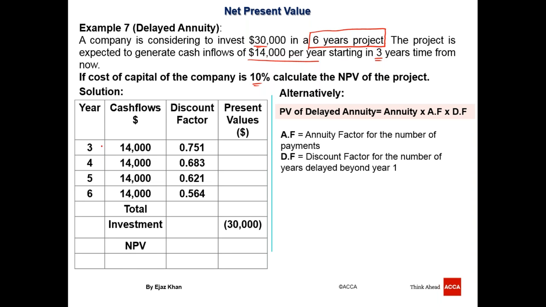Since it starts from year 3, I haven't written year 1 and year 2. There's no point of writing it if we don't have any cash flow in those 2 years. So from year 3 onwards, and it will end at the 6th year. So 10%. We have to pick the discount factor for year 3, which is 0.751, then 0.683, then 0.621, and 0.564.